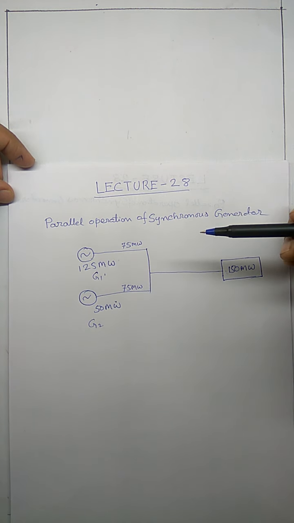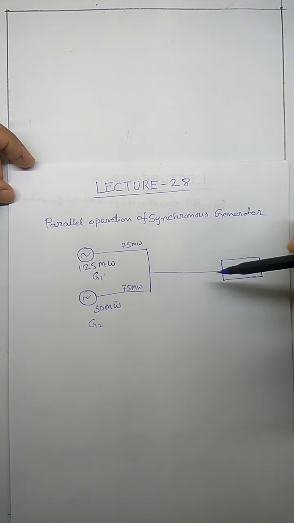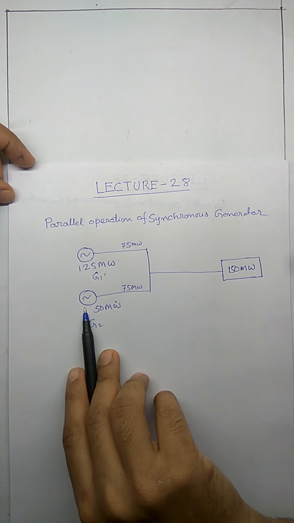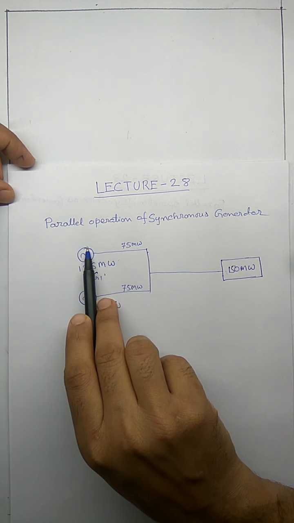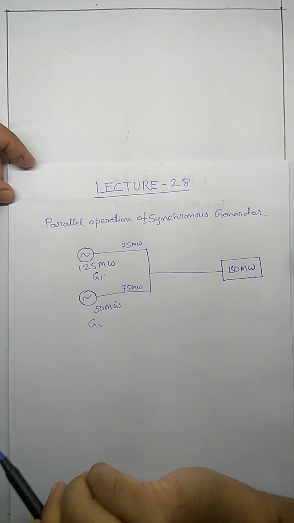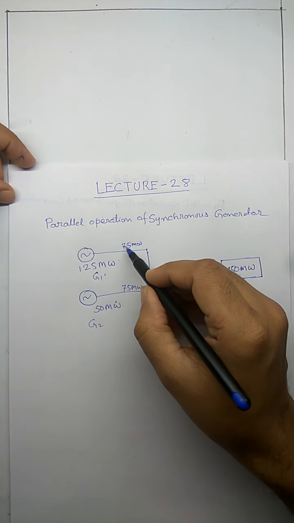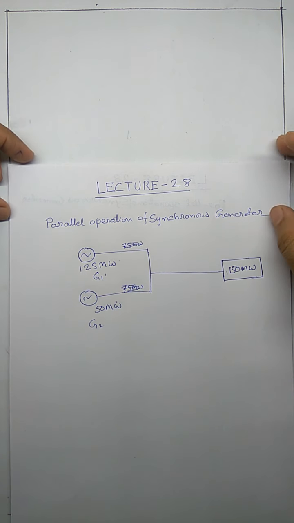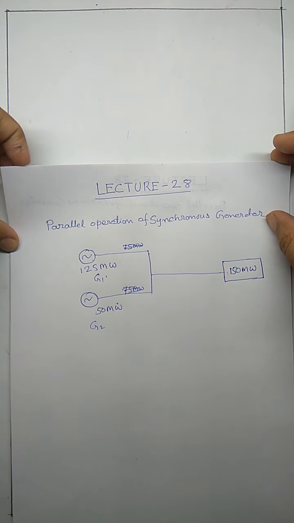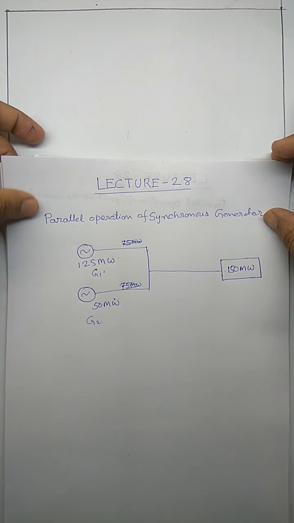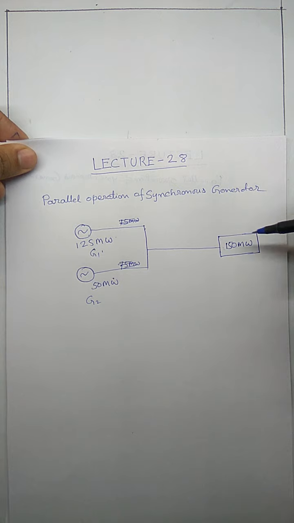So if it is connected to a load, we need to control the amount of power that this generator should supply and the amount of power that this generator should supply. So it should not necessarily be an equal division. It can be an equal division, but equal division is not always desirable. So in this lecture we will understand how the loads are divided between these two generators.